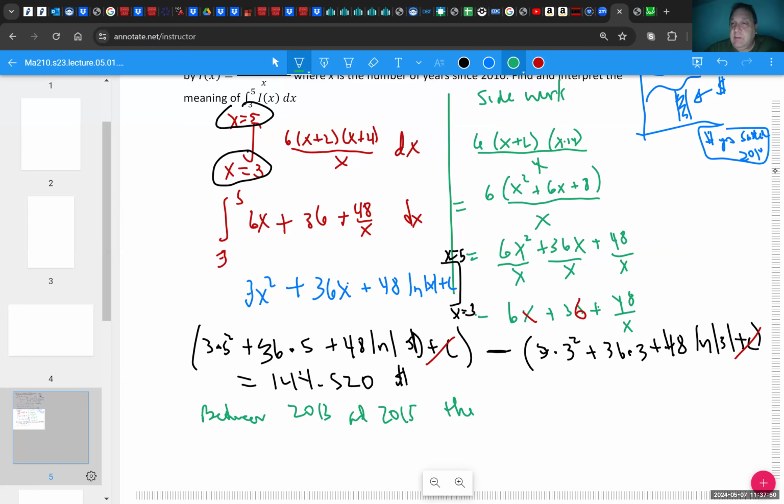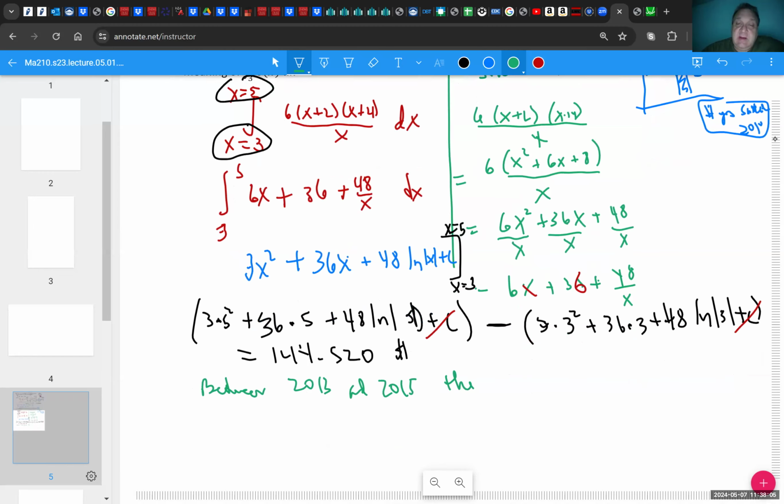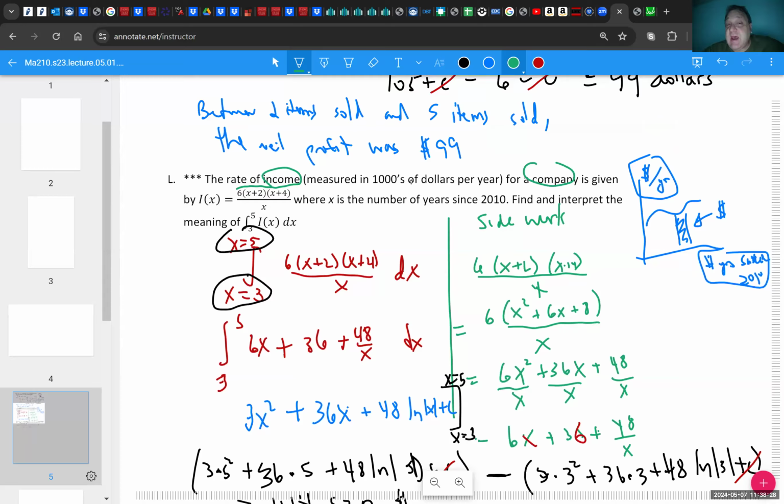And what's the context? What are we measuring on this problem? The rate of income. So the quantity is income. So the income of a company, so the net income would be the antiderivative. The net income of the company was $144 and 52 cents. Not a lot of money unless that was measured in millions, but it doesn't say it's measured in anything like that. So, oh, it's measured in thousands of dollars. Oh, I forgot about that. Good thing I double checked.